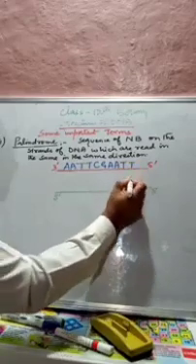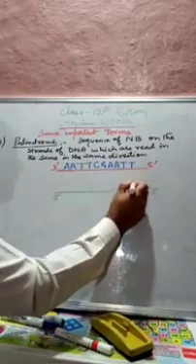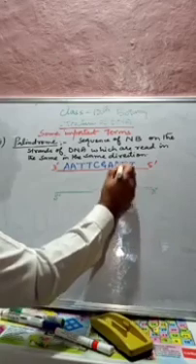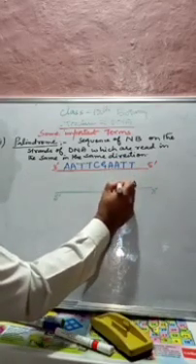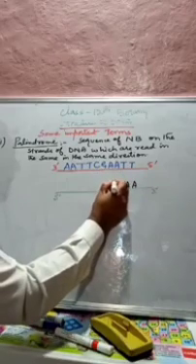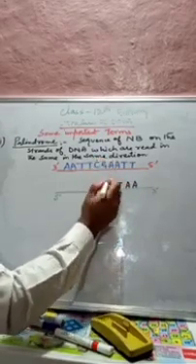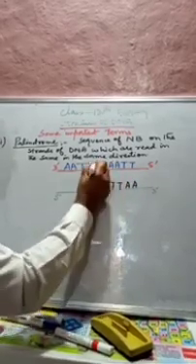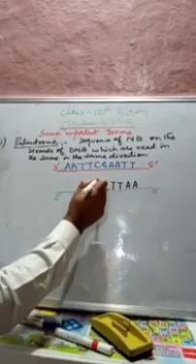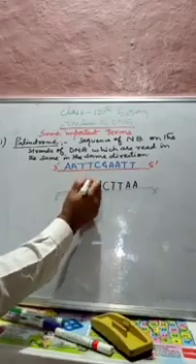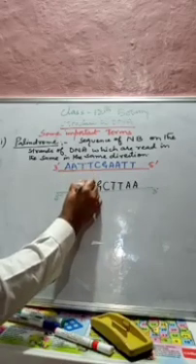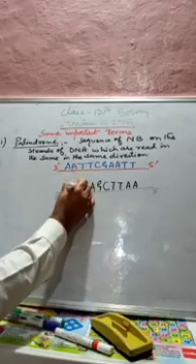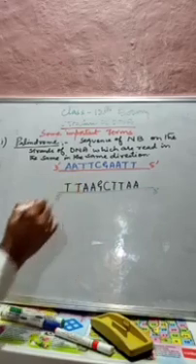The base that pairs with thymine will be adenine. Thymine pairs with adenine. Adenine pairs with thymine. Adenine pairs with thymine. Guanine pairs with cytosine. Cytosine pairs with guanine. Thymine pairs with adenine. Thymine pairs with adenine. This adenine pairs with T, and this adenine pairs with T.